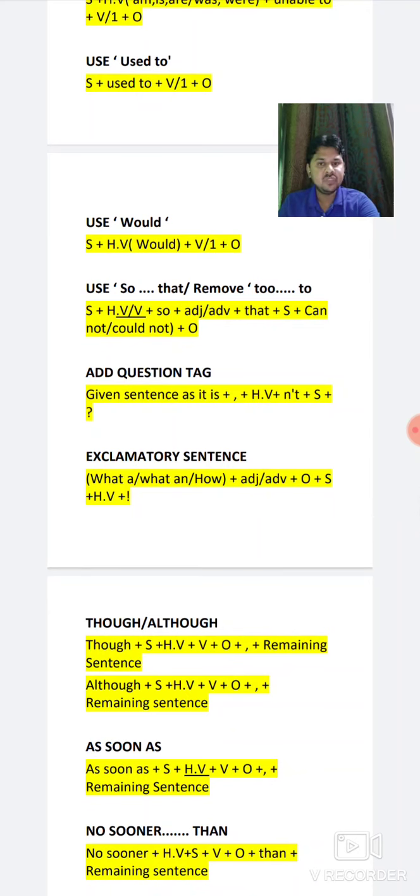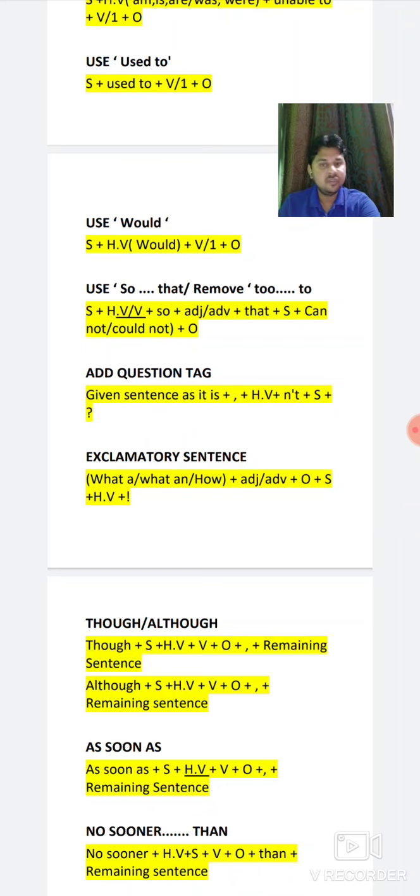Here the topic name is what? So that or remove to. Sometimes it will come in the name of use so that, or sometimes it will come like remove to. Both have the same meaning. Remove to means you have to remove too and to from the sentence, and so that means what? You have to use so that.